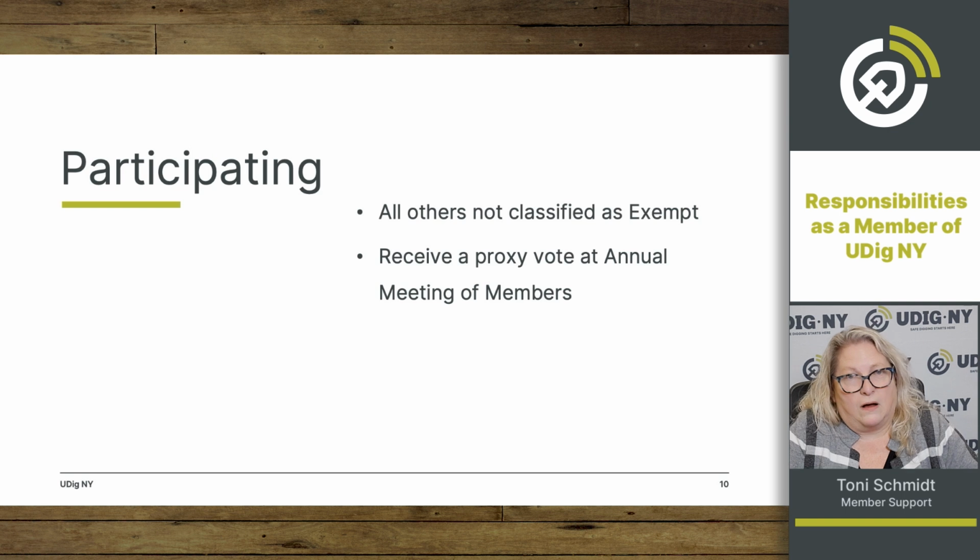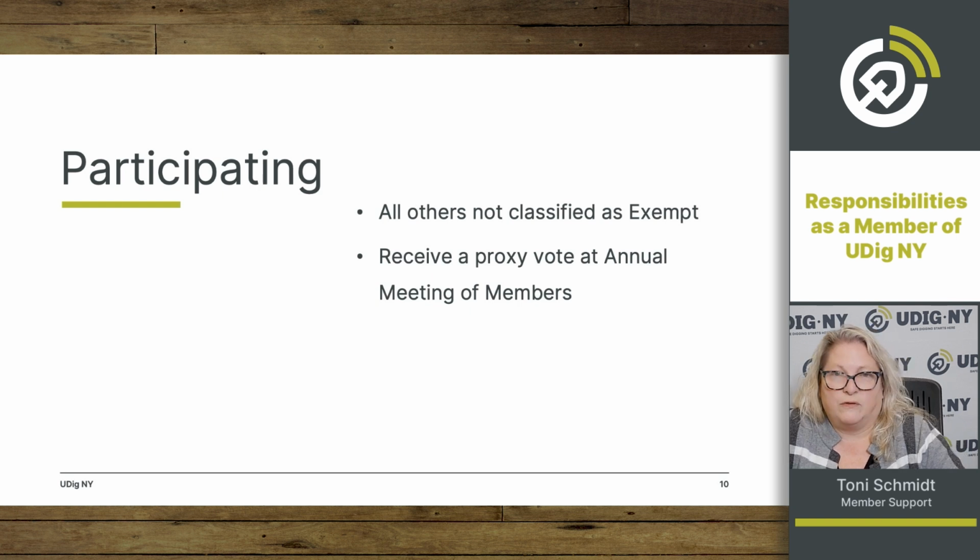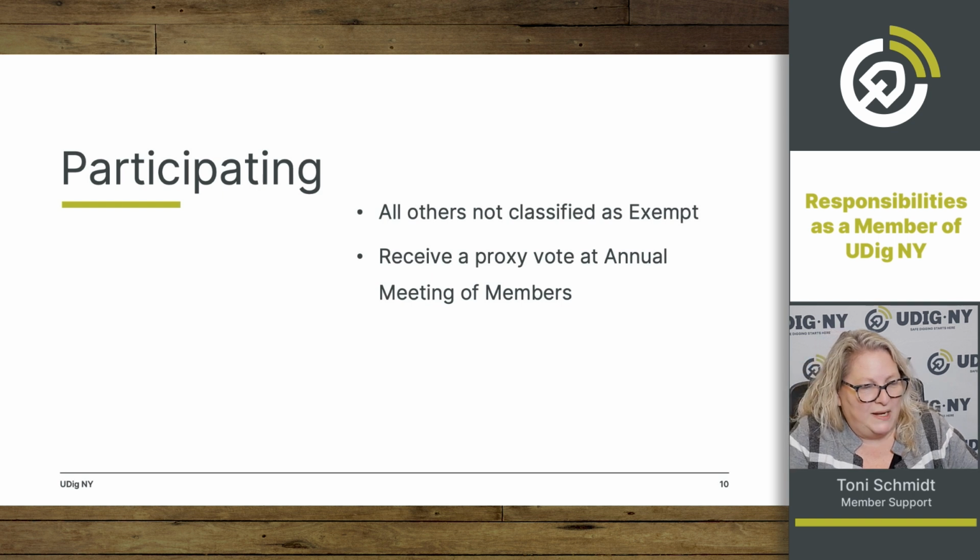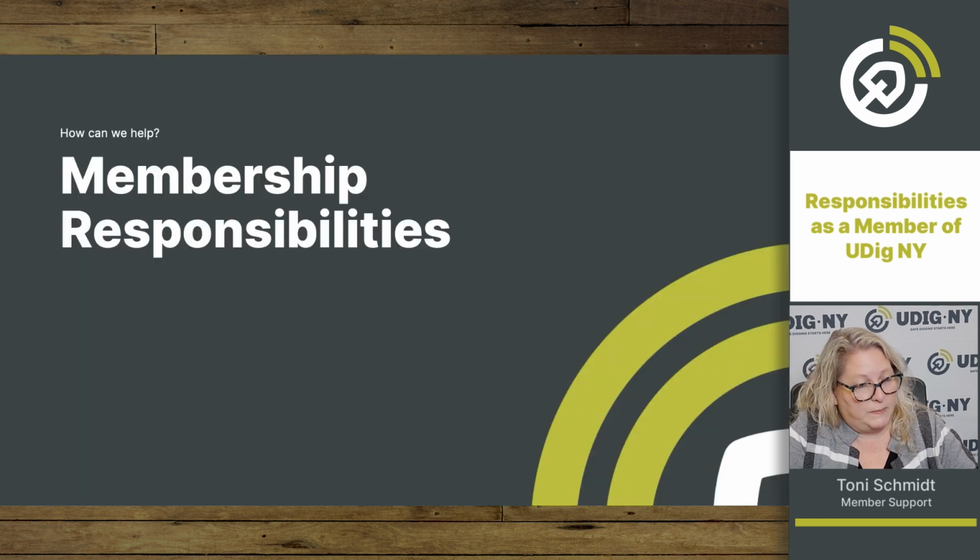Any entity not falling under the qualifications of an exempt will then be determined as a participating member. Participating members pay for all services, late ticket fees, and all elective services. The one difference between the two is that a participating member does receive one free proxy vote at the annual meeting of members, whereas an exempt member does not. Member managers are sent their annual meeting invites each year, so it's important to make sure that your contact information for your member manager is up to date.